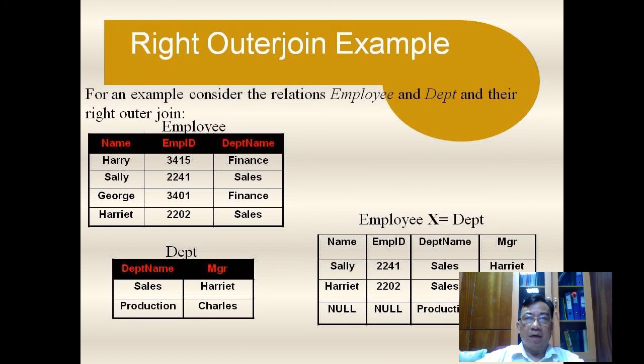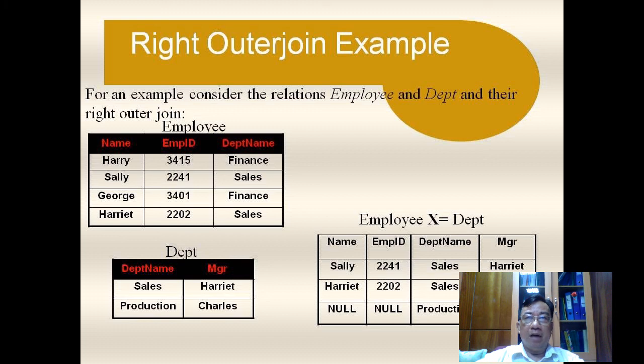Now I give you an example about right outer join. And you see the result of employee right outer join department is the set of all combinations of tuples in employee and department that are equal on their common attribute. And you know in this case it is the department name. In addition, two tuples in department have no matching tuples in employee. And this is the reason why you see the last tuple in the result. I mean, name will be null, employee ID will be null, but department name is production and the manager is Charge.